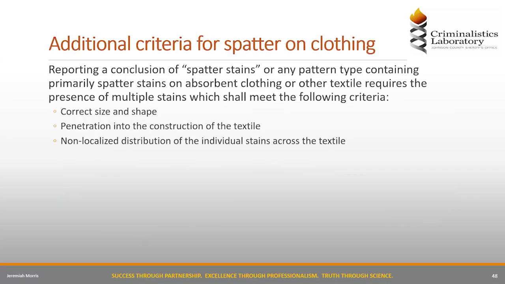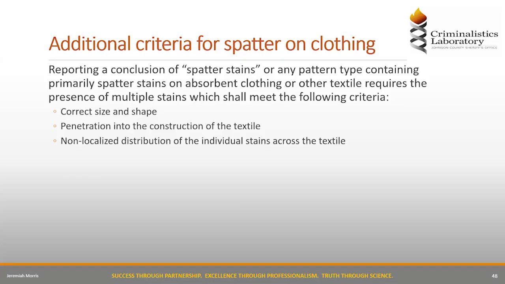An additional thing, if I'm going to call something a spatter stain on a textile, it has to have the correct size and shape, has to be circular to elliptical. It must penetrate into the construction of the textile. It can't just be on the surface. It has to be driven into either the weave or the construction of the yarns. And I just can't have a few stains in a very small area. It has to be non-localized distribution.